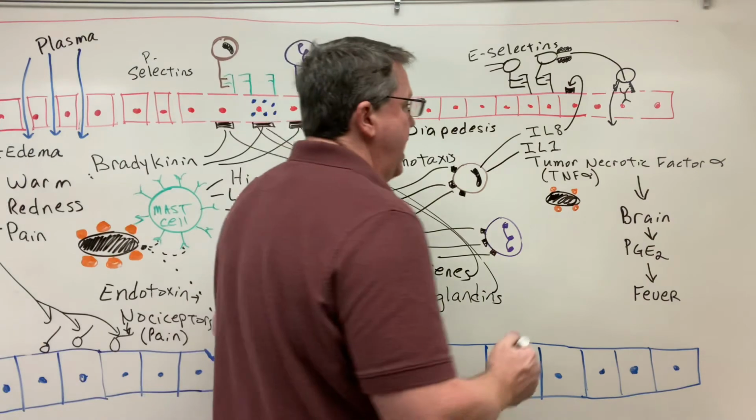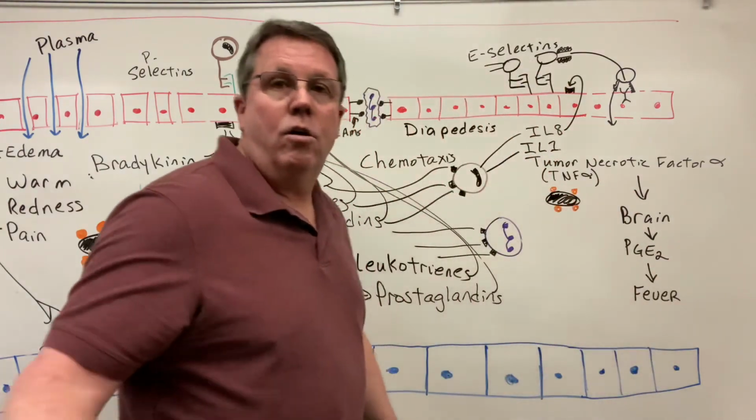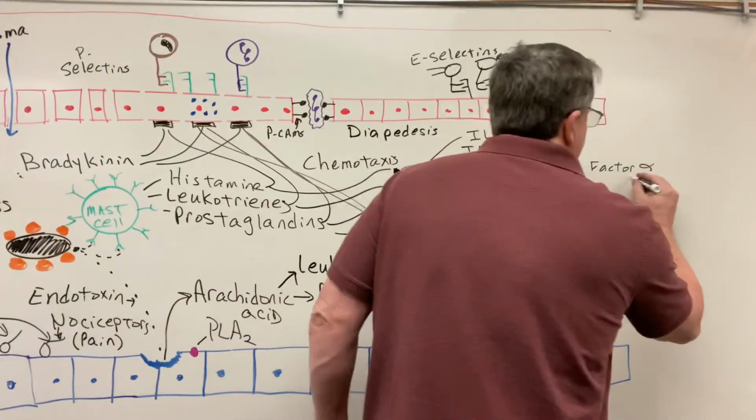The other thing that's going to happen with the tumor necrotic factor and the interleukin 1 is they can go to the bone marrow. So they can also go to bone marrow.